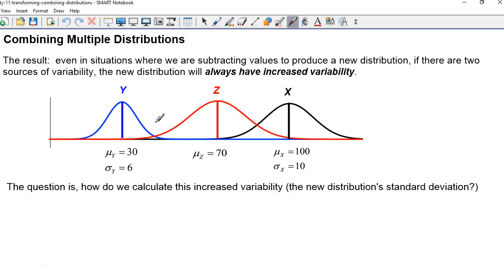So all of this is just to show that whenever you have situations where you're subtracting, since there are two sources of variability, the new distribution will always have an increased, wider amount of variability than the individual distributions that were the source values. The question is, how do we calculate this increased variability, the new distribution's standard deviation?